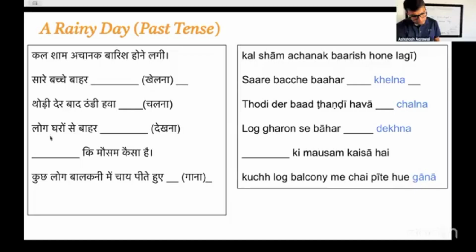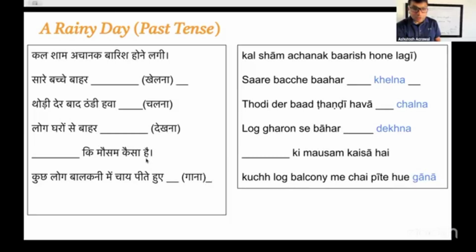देखने लोग घरों से बाहर. Is it देखो? Not sure. Okay, you have to change the word. It's देखना, is it? So verb is देखना. You have to give the notion of देखने, is that correct? Yeah, देखने, and after that you put लगे. देखने लगे कि मौसम कैसा है.